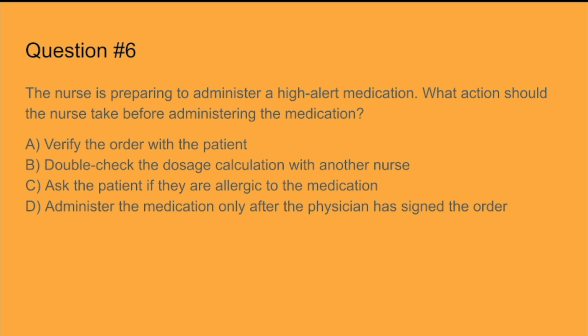B, double check the dosage calculation with another nurse. Now, this seems a little bit more accurate. This seems like a possibility. It's a high alert medication, so we don't want the patient overdosing, because the risk with giving the wrong dose can be very severe. C, ask the patient if they're allergic to the medication. Well, you should have already checked the chart before giving this, and this is more of a high priority question.